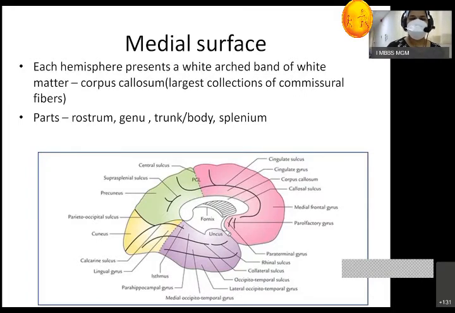First type is called association fibers. That means in the same cerebral hemisphere, it is connecting two different nuclei. So they are from the same cerebral hemisphere going to the same cerebral hemisphere. But if they are connecting the two cerebral hemispheres, like the corpus callosum, then they are called commissural fibers. And the third type of fiber is called a projection fiber. So they are projected from the higher centers to the lower center.